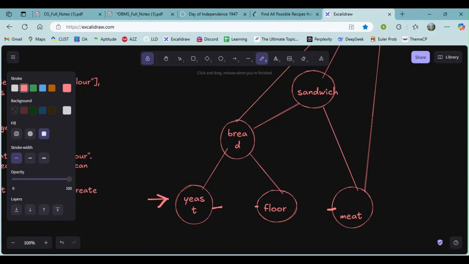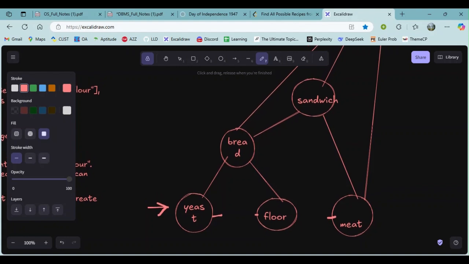So I will go to yeast, flour and meat and decrease the in degree of the recipes. Bread has an in degree of 2 because of 2 children, and sandwich has an in degree of 2 because of 2 children. So we go to yeast and flour and decrease this, and we also go to meat and decrease the in degree of this.